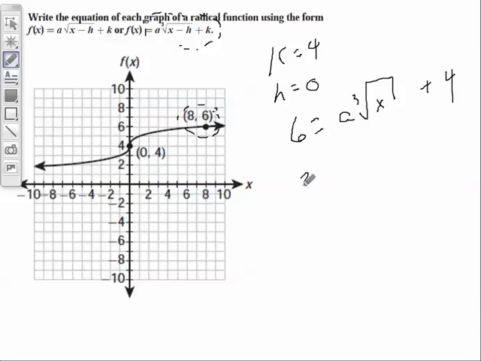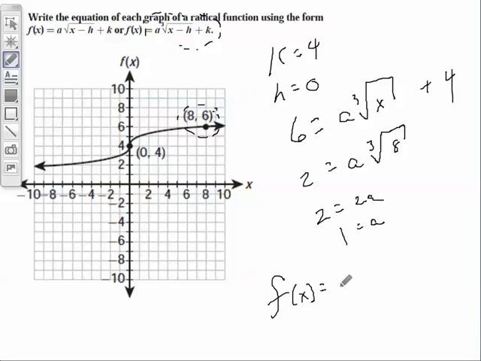Subtract the 4 from both sides. 2 is equal to a times the cube root of 8. Well, the cube root of 8 is 2, right? So 2 is equal to 2a. A will be equal to 1. Okay, writing my equation then. F of x will be equal to the cube root of x plus 4.